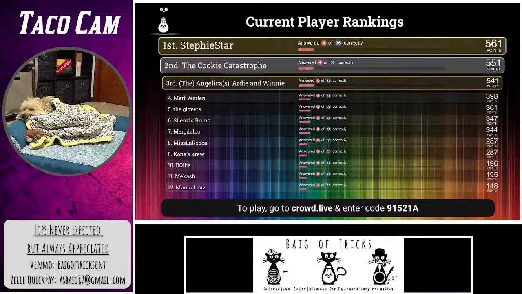We have Mert Werlin in 4th. What's up, the Glovers in 5th? Good to see you. Silencio Bruno in 6th. Merg DeLu in 7th. Hey, Miss Laraca in 8th. Kona's crew in 8th. We have Valis in 10th. Makash in 11th. And Mamalands in 12th. Sorry for any mispronunciations, my friends. Just trying my best while reading the names for the very first time.